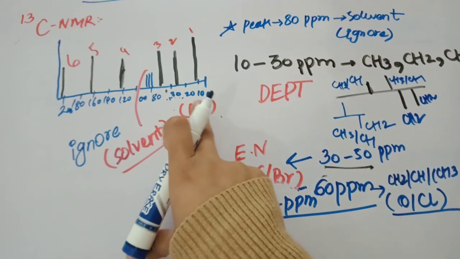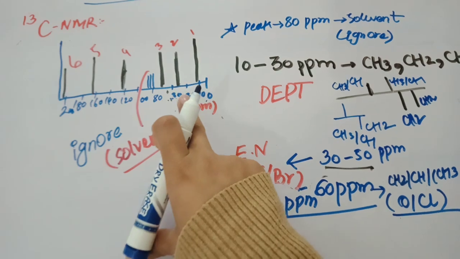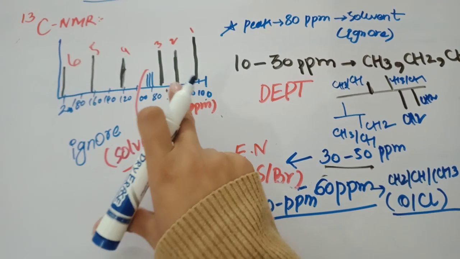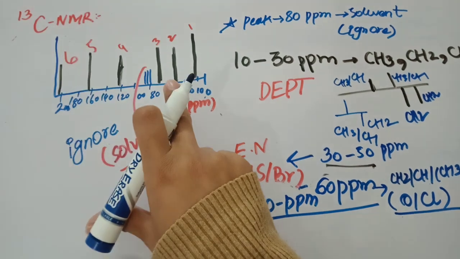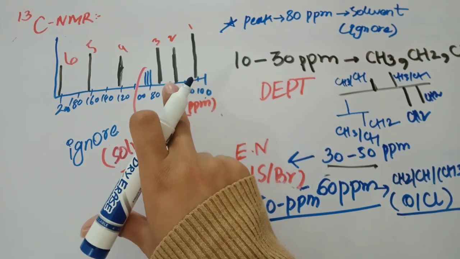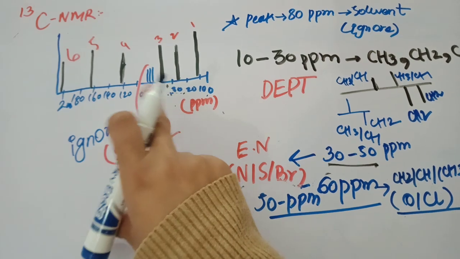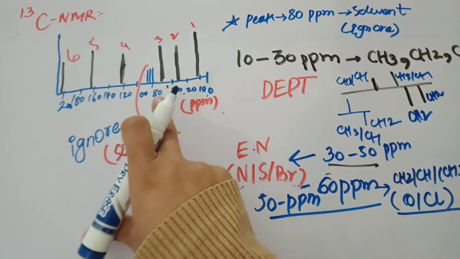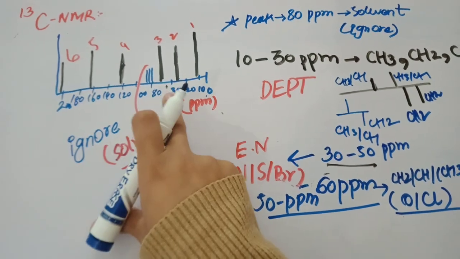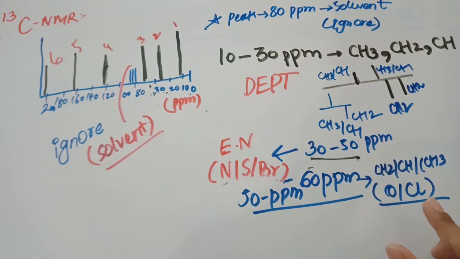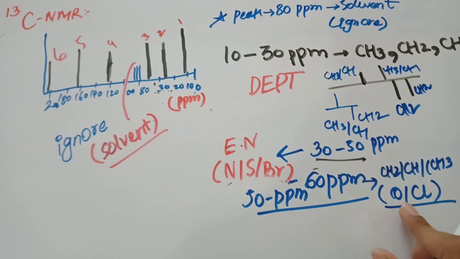The peak present at 10, 20 or 30 would be CH3, CH2 or any of the CH. Between 30 to 50, it would be any CH3, CH2 or CH with nitrogen, sulfur or bromine. And from above 50, between 50 and 60 or slightly above 60, it means it is any CH3, CH2 or CH with oxygen or chlorine, meaning with more electronegative atoms.